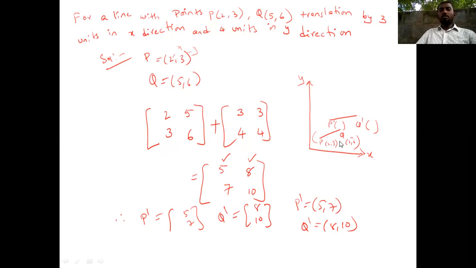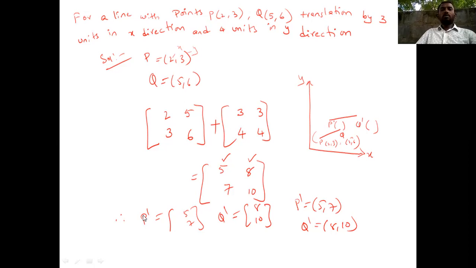So p dash is moving some distance. Here we consider p and q. So p is 2 3, 5 6, plus x is 3 units, y is 4 units. So 3 and 4 plus. So 3 plus 2 is 5, 5 plus 3 is 8. 3 plus 4 is 7, 6 plus 4 is 10.